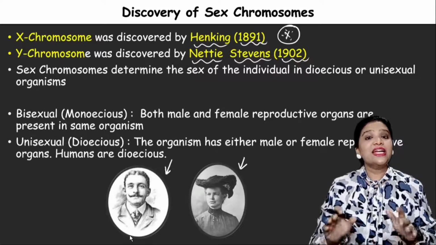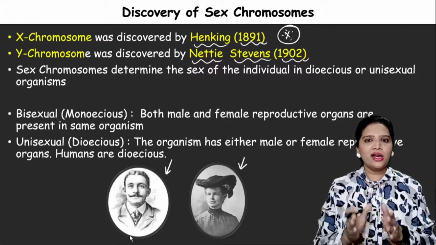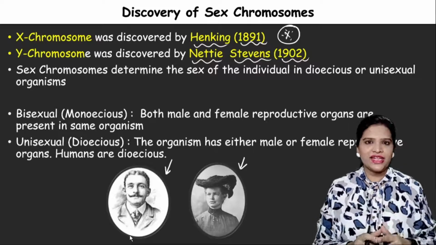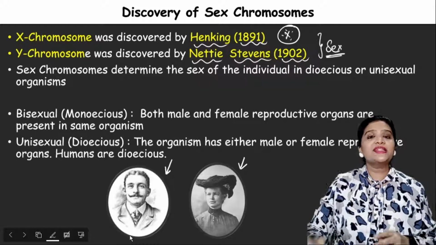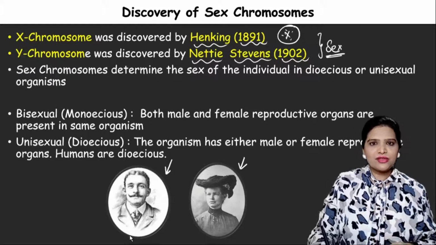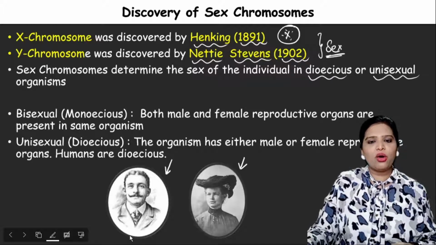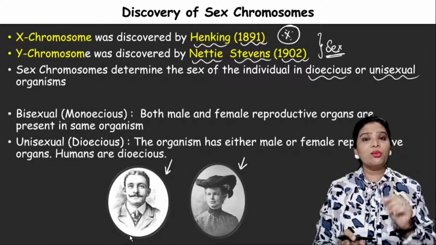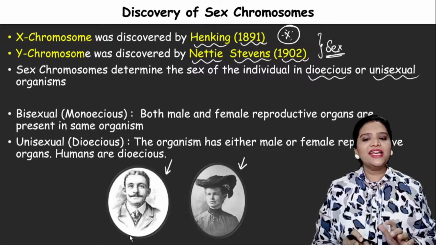Later, scientists found that these X and Y chromosomes are responsible for the determination of sex in organisms. So they are called sex chromosomes. The X and Y chromosomes are called sex chromosomes. The sex chromosomes determine the sex of individuals in dioecious or unisexual organisms. So these sex chromosomes are important. They alone determine the sexual characteristics, the differentiation in dioecious organisms.